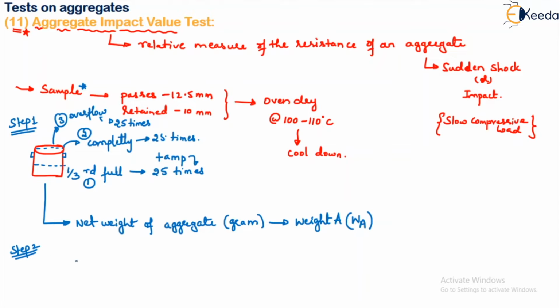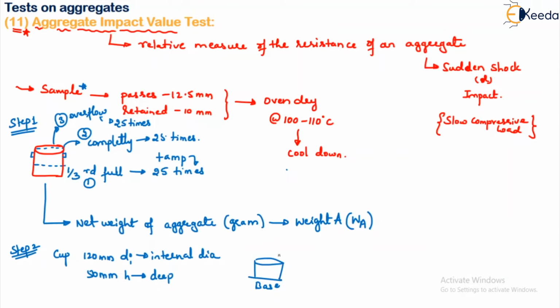Now you'll take a cup which is of 120 mm internal dia, and this should be 50 mm deep, or the height of this cup should be 50 mm. You will fix this cup to the base of the machine. In this cup you will put the whole sample which you have measured, pour it, and again tamp it 25 times using the tamping rod. Once you do this second step, next is your step 3.